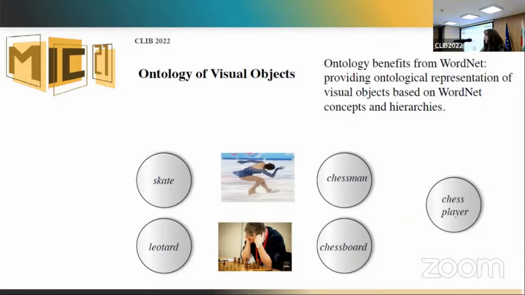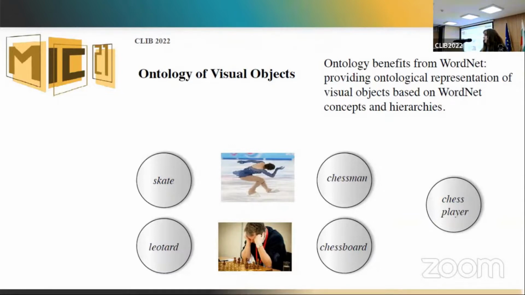The ontology was based on WordNet. Why? Because our Department of Computational Linguistics is developing the Bulgarian WordNet, and the Bulgarian WordNet is approximately of the same size as the English WordNet. So we have this large semantic resource at our disposal.